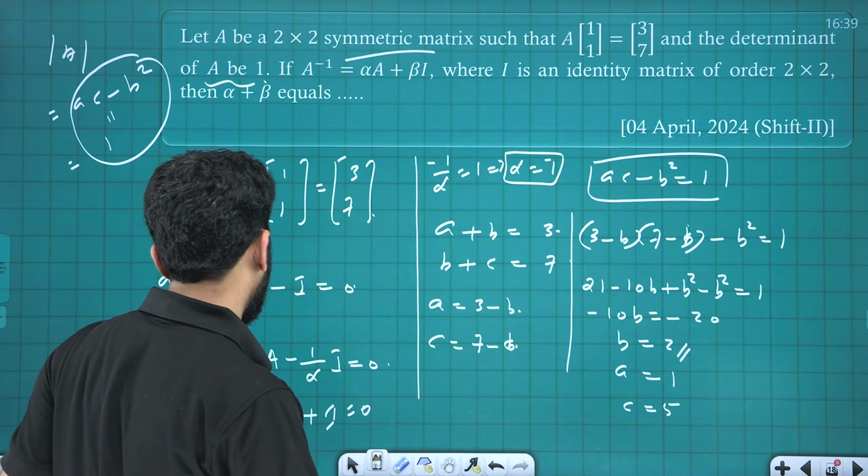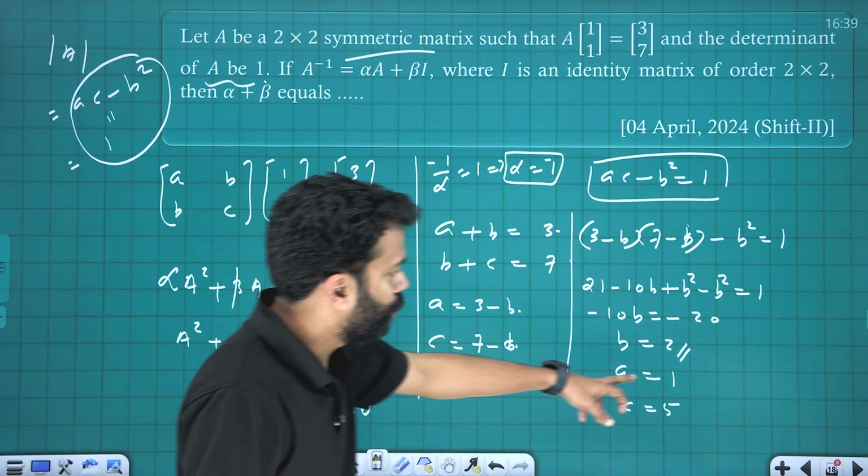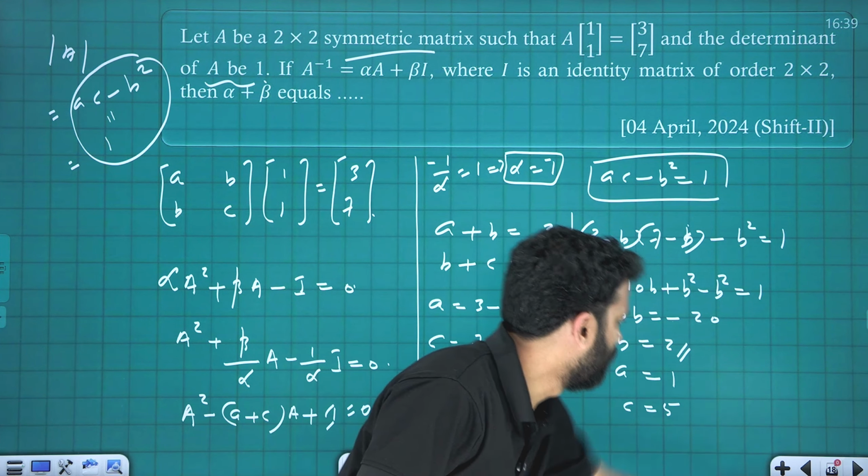We know that. I am taking the next slide. Beta by alpha is equal to minus of A plus C, right? We know that alpha is equal to minus 1. That is beta by minus 1 is equal to, what was the value for A and C? Don't remember. B was 2, right? A is 1 and C is 5. So A plus C is 6. That is equal to minus 6.